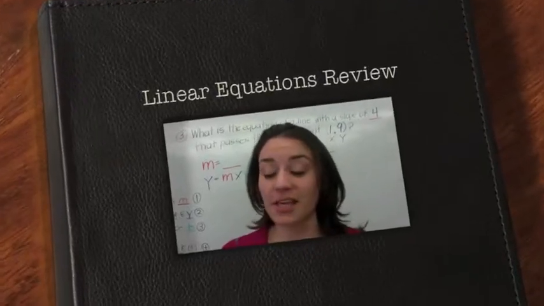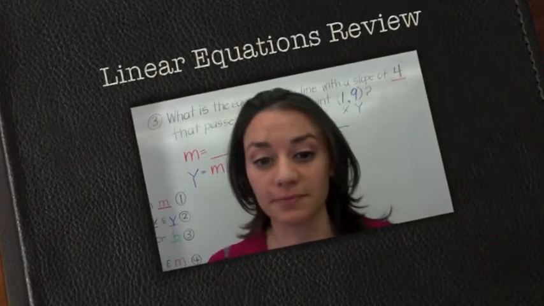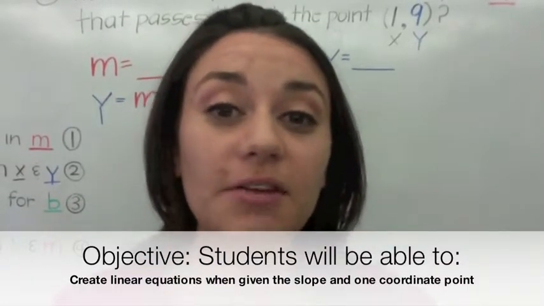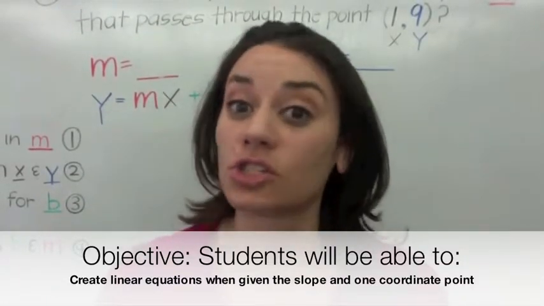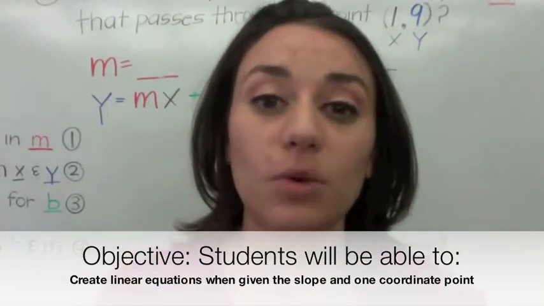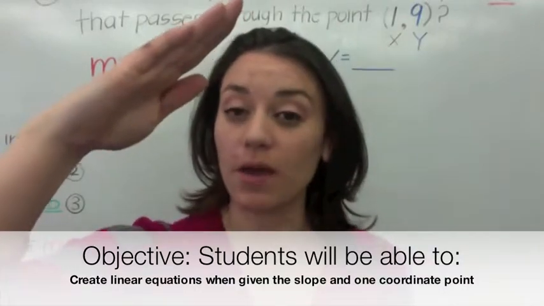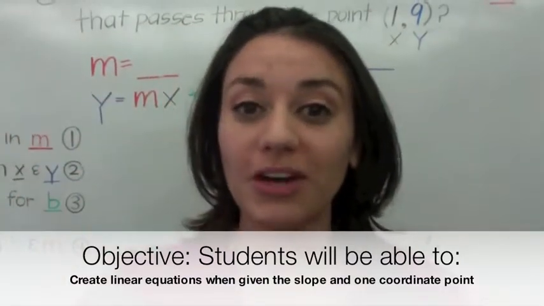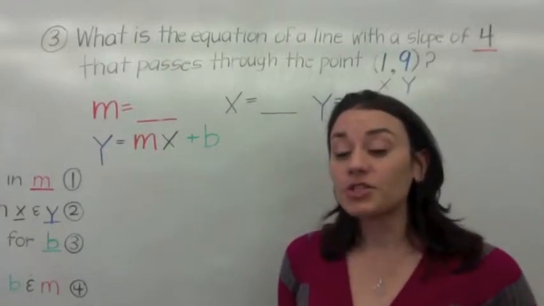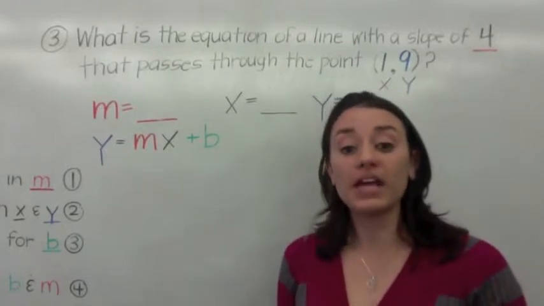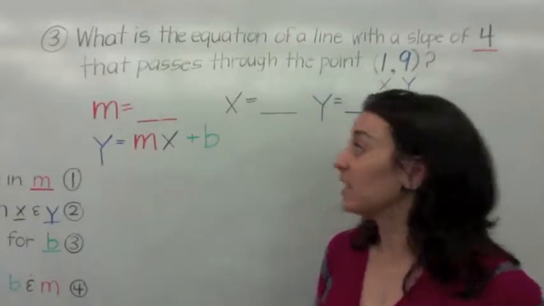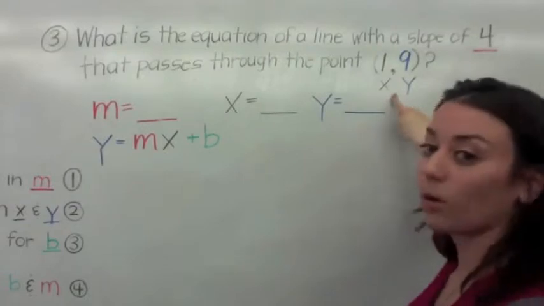Linear equations. This is a review of part 7. In today's lesson, students will review how to create linear equations when given the slope and one coordinate point. When given what? The slope and one coordinate point. Very good. So remember, we're reviewing how to create a linear equation when given the slope and one coordinate point.